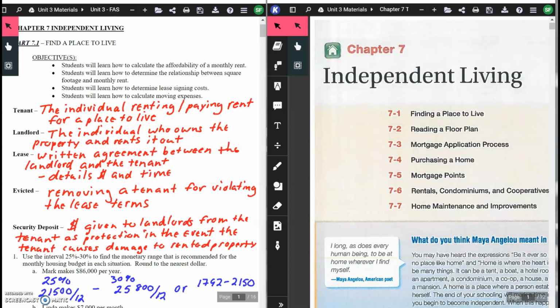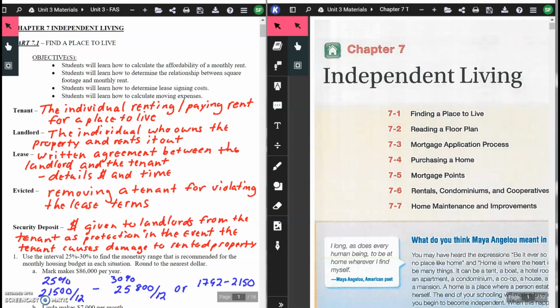All right, Chapter 7. Section 7.1 is finding a place to live. We have a few definitions here. A tenant: the individual renting or paying rent for a place to live. Landlord: the individual who owns the property and rents it out. Lease: a written agreement between the landlord and the tenant. This details the amount of money you pay and the time frame. And evicted: this is removing a tenant for violating the lease terms.